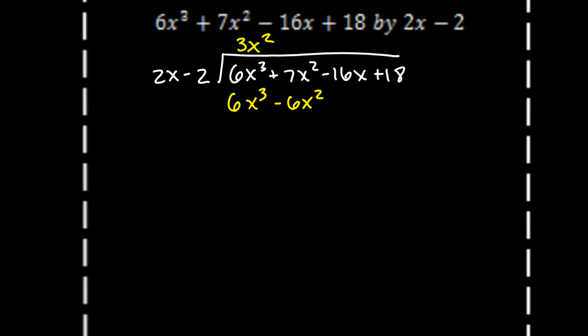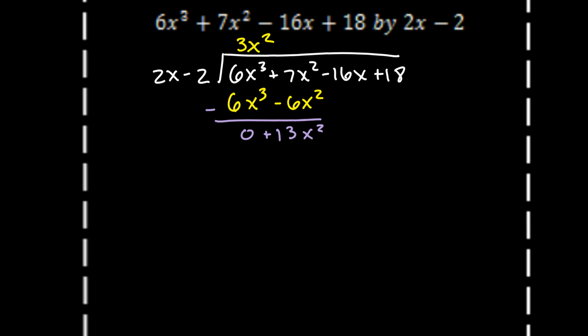Beautiful. Negative 6x squared. Yes. Now what? Subtract them. 6x cubed minus 6x cubed is 0. Good. And 7x squared minus negative 6x squared. Right. The two negatives make this a positive. So it's 7x squared plus 6x squared, which is 13x squared.